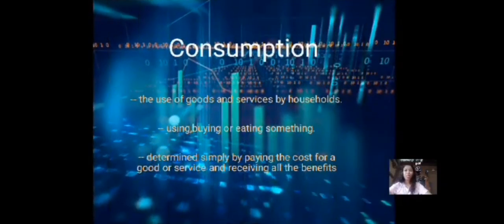Next function, consumption. The use of goods and services by households, using, buying, or eating something, determined simply by paying the cost for a good or service and receiving all the benefits. Buying and eating foods define consumption. The products we use every day, from the foods, water, clothes, soaps, and the services we get, are called consumption. It is simply buying, eating, and using products that give us satisfaction. Next.